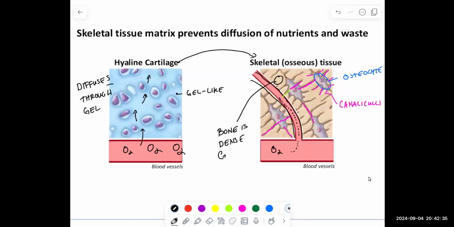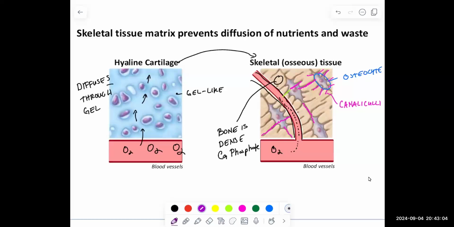It is made of a calcium phosphate salt. It's too dense. Well, you don't have to know the names of the inorganic salts. Just know that it's made of calcium and phosphate salts. One more thing. You don't see it in hyaline cartilage, but there are fibers in here.